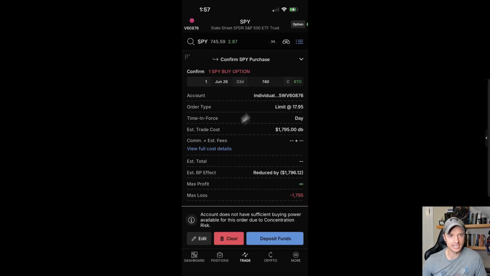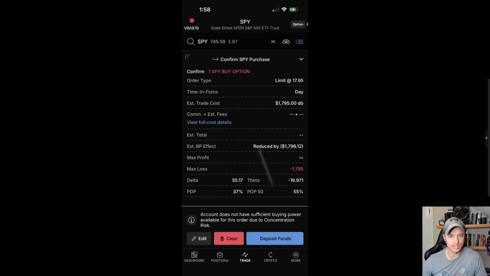And it gives us the details of our order right here. So you can see all the information. And I'm getting yelled at because I don't have enough funds in my account. But if you had enough funds, you'd go ahead and submit the order, and it would execute with whatever settings that you have established. And so that's how to buy a call option on the TastyTrade mobile app. I'm going to switch over to the website and go through it on there.